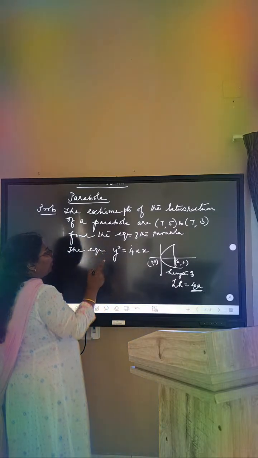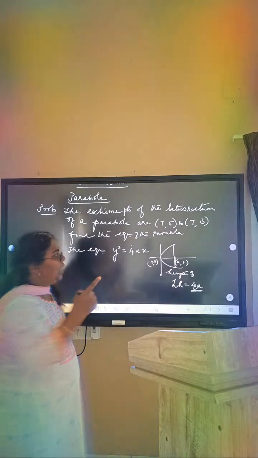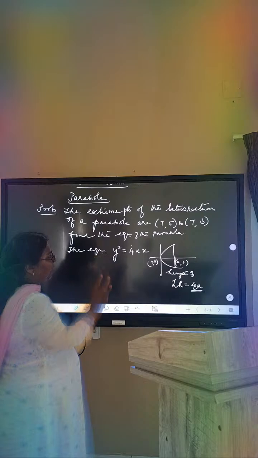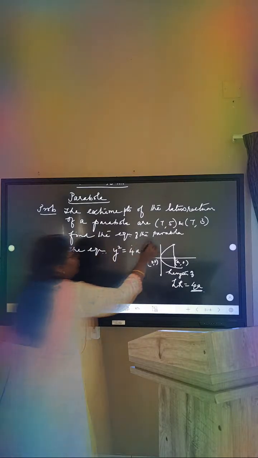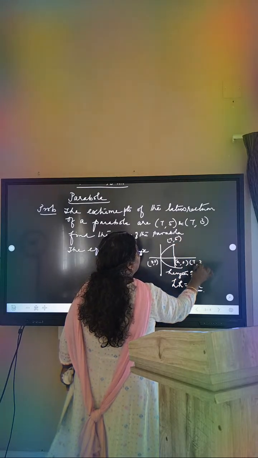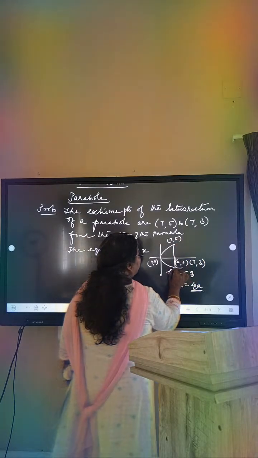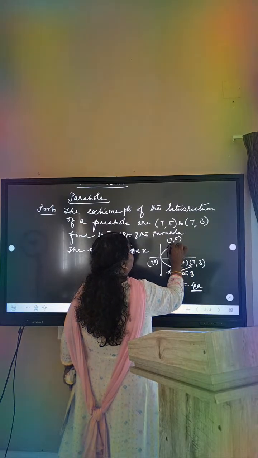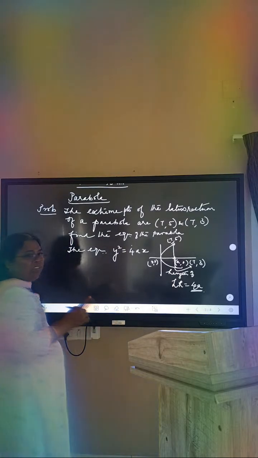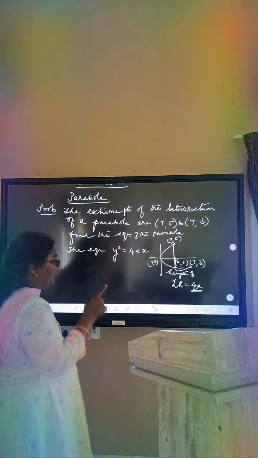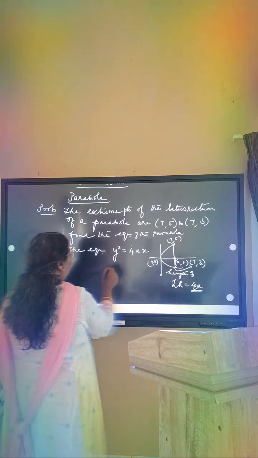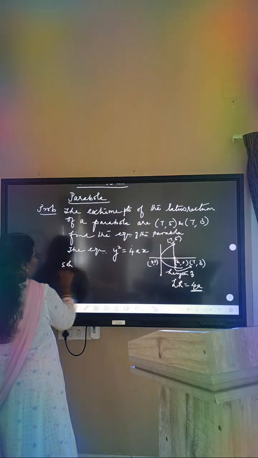But here, only the extreme points, the ends of the latus rectum, are given. So this point is (7, 5) and this is (7, 3). We can find the focus with the help of that. The focus is nothing but the midpoint of the endpoints of the latus rectum.